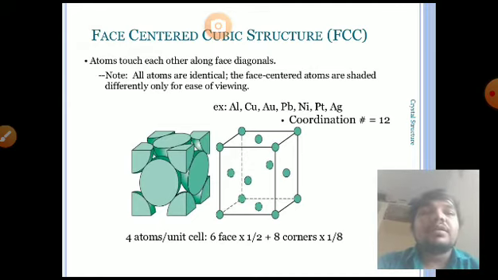Coordination number is 12. 4 atoms per unit cell: 6 faces into 1 by 2 plus 8 corners into 1 by 8.